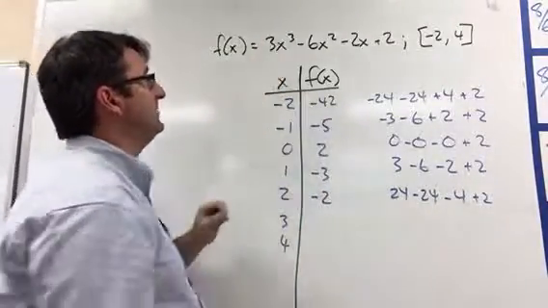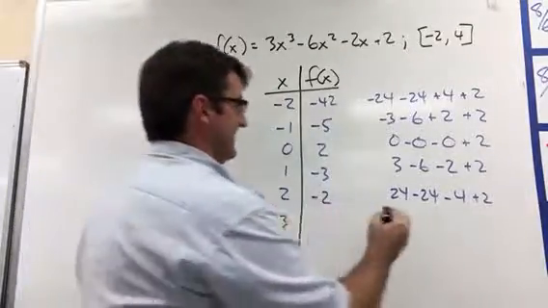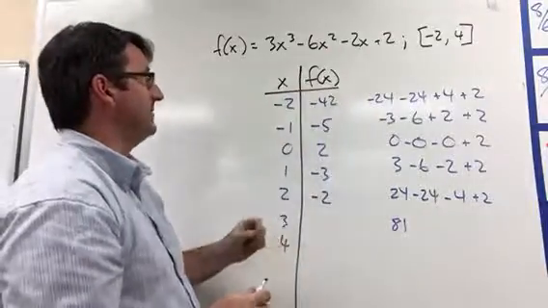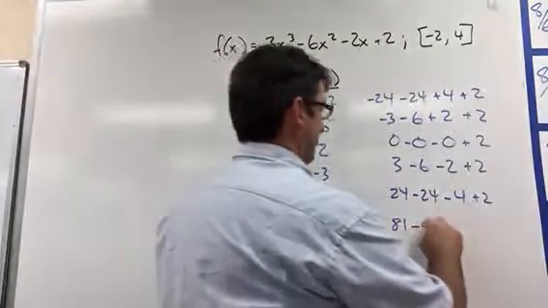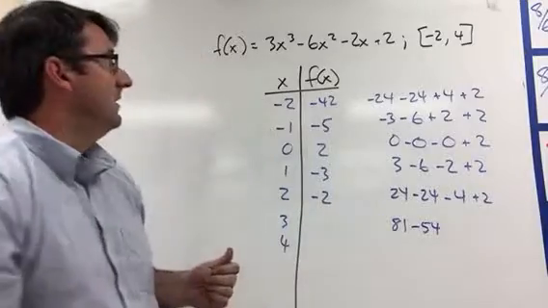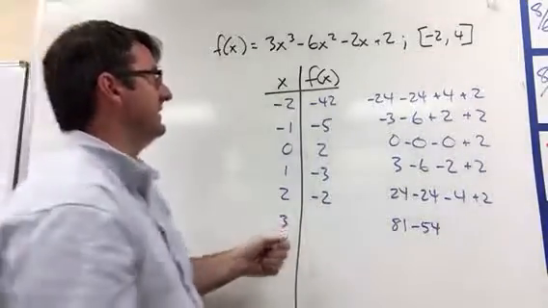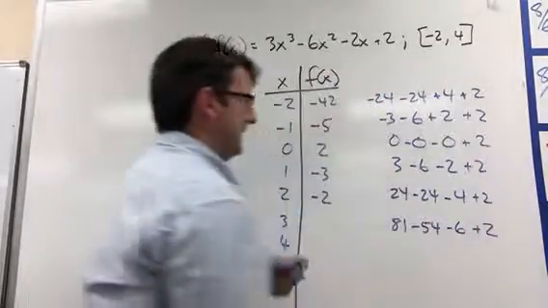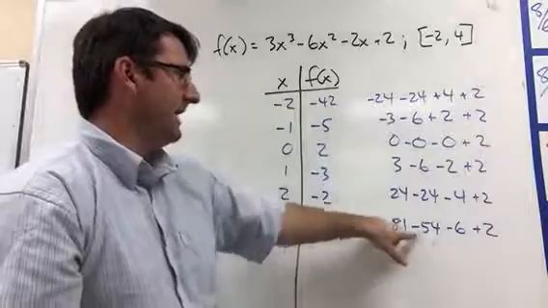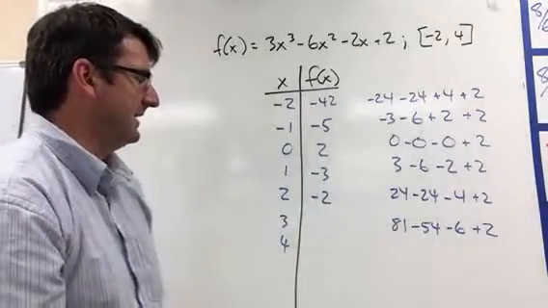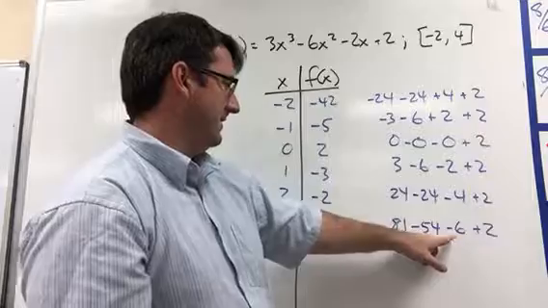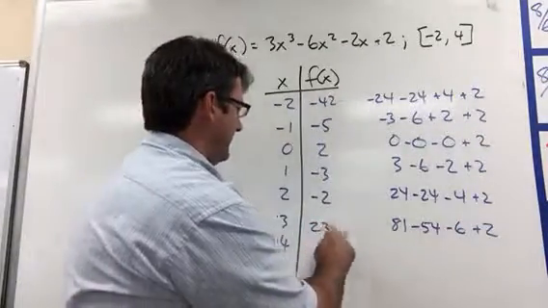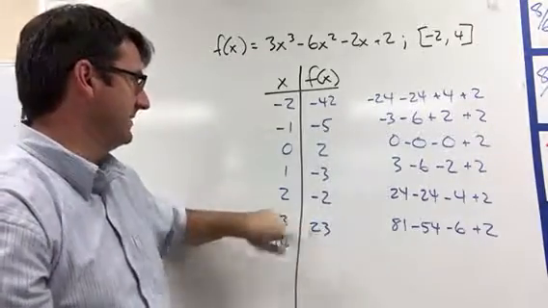Now 3. 3 cubed is 27 times 3 is 81. Minus 6 times 9 is 54. -2 times 3 is -6 plus 2. So 81 minus 54 is going to be 27. Minus 6 is 21. Plus 2 is 23. So again, we went from negative to positive.